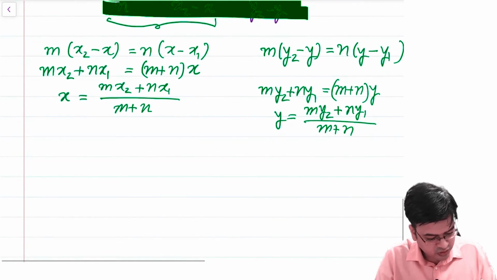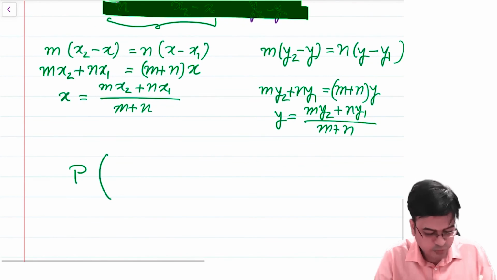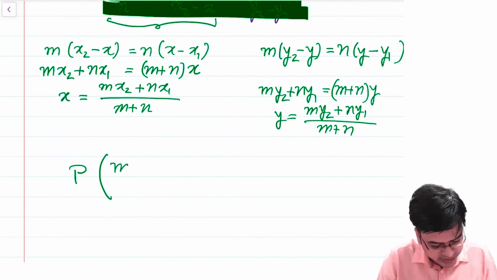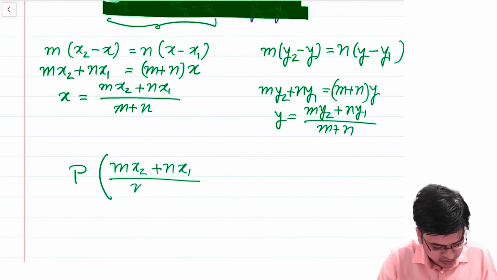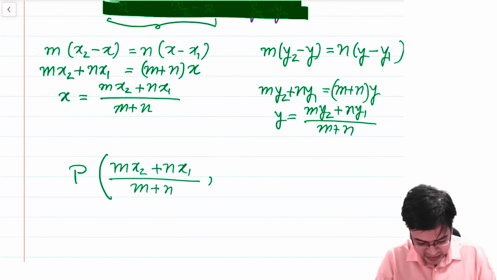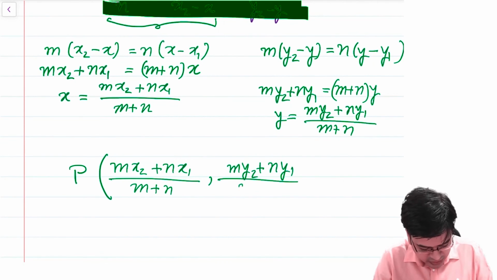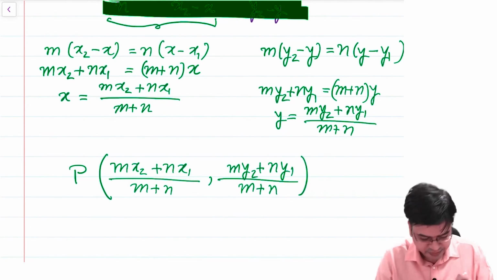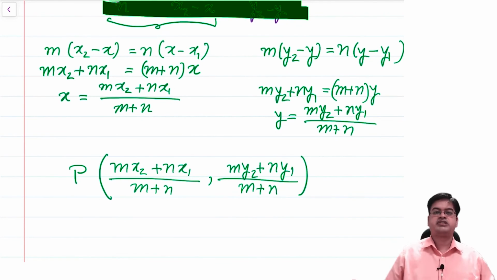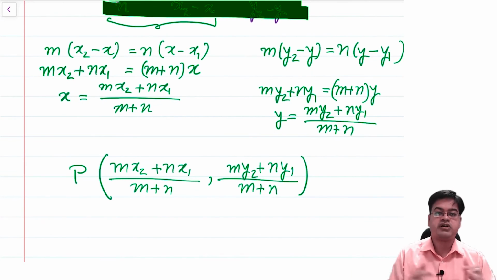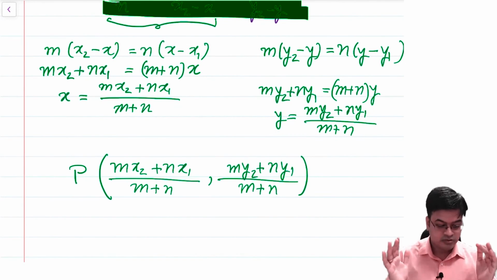Therefore the coordinates of P, the new point P, which was unknown earlier, is now m times x2 plus n times x1 upon m plus n, and the y coordinate is m times y2 plus n times y1 upon m plus n. These are the coordinates. So this simply answers our question of what are the coordinates of P.